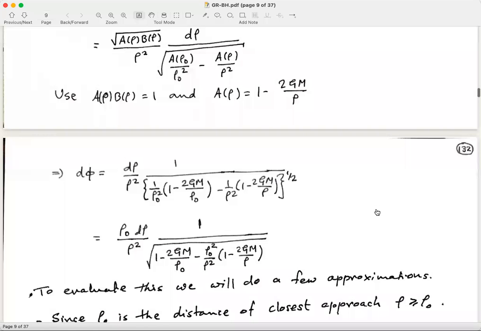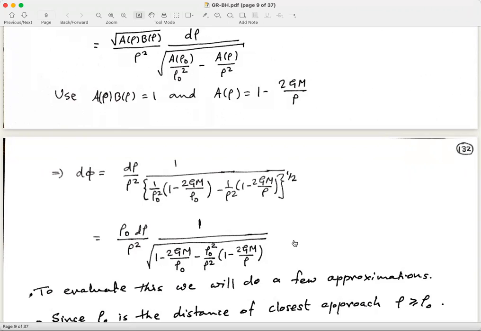Okay, so now what we are doing is just substituting these functions. We just write A of rho naught is equal to 1 minus 2gm by rho naught. These are all numbers now because rho naught is a fixed value. A of rho is of course 1 minus 2gm by rho, and these are all functions. And we have to do this integral.